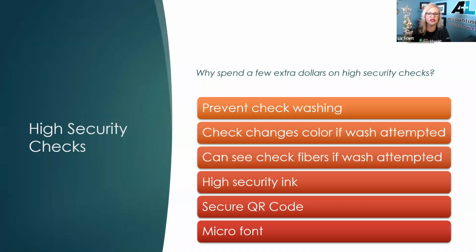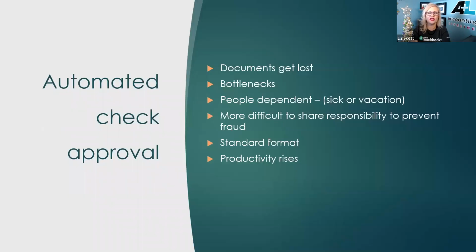Another thing that we can do is high security checks. So we want to prevent check washing. We want to make sure that we have our secure QR code on there. We want to make sure that if anybody tries to wash those checks, they can't, the fibers actually change, the ink won't wash away. So those are all things that we can do in order to make sure that we are safeguarding ourselves. And it really is worth it to spend a few extra dollars on those high security checks.